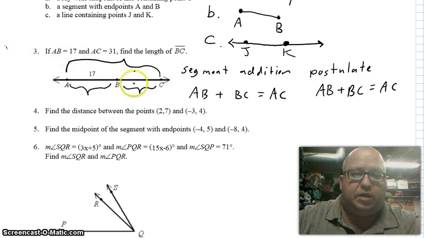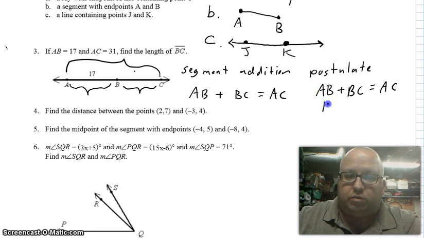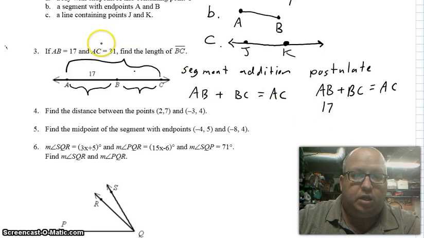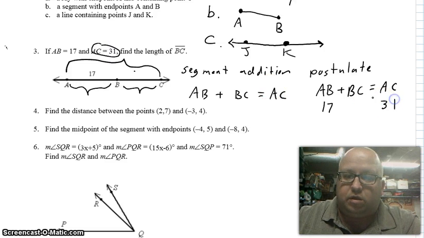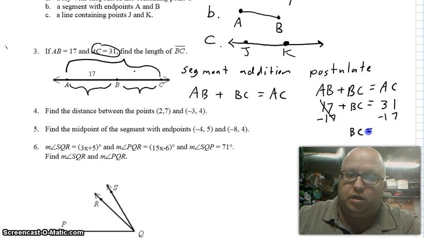It looks like AB is 17, so I can replace AB with 17. Up here it says AC is 31. That's the whole thing, and BC is what I'm missing. So 17 plus BC equals 31. That's a simple one-step problem there to solve. We're going to minus 17. Make sure you do it on both sides. That 17 cancels, and BC equals 14.